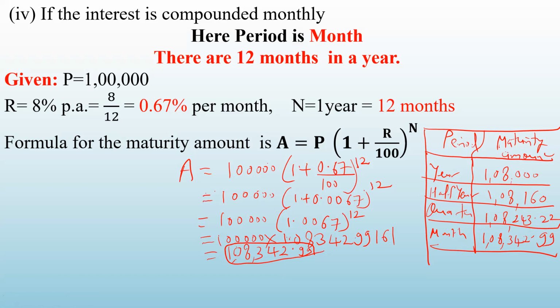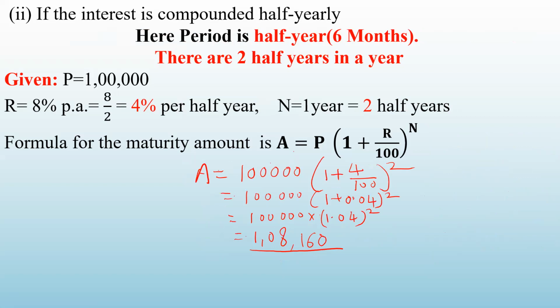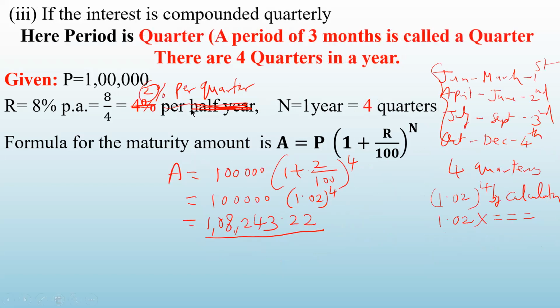Only what you have to take care of: when the interest is calculated or compounded half yearly, you have to divide R by 2 and N also accordingly. In 1 year, there are 2 half yearly periods, so N will become 2. For quarterly, you have to convert the rate of interest from per annum to per quarter by dividing 8 by 4. Similarly, the year also you will have to convert into quarters. 1 year is 4 quarters. And then you apply the same formula.